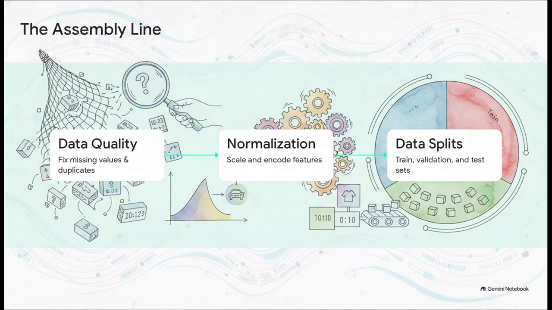First, data quality as infrastructure. Things like missing values, duplicates, or inconsistent formats. They will corrupt your model training immediately. Second, normalization and encoding. You have to scale your numerical features, maybe using min-max or z-scores, and encode your categorical data before feeding the model. And third, setting up your train, validation, and test splits.